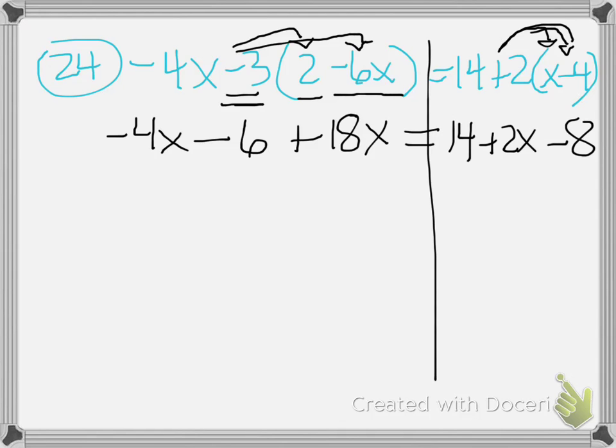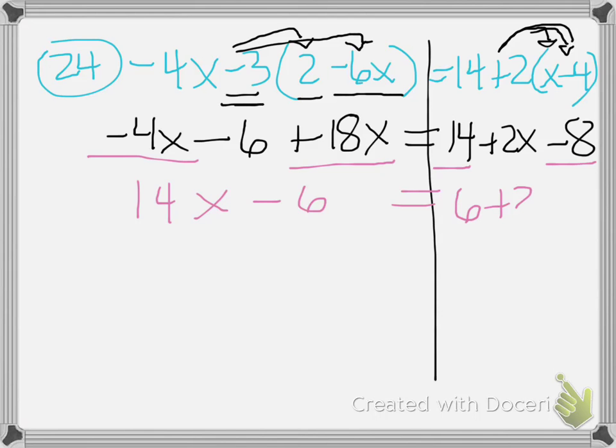So once you've done the distributive property, you should be okay, because it's like the ones we just did. So negative 4x plus 18x, combining those together gives me 14x. So I have 14x minus 6 equals, and on this side my like terms are 14 and minus 8, so that would be 6 plus 2x.